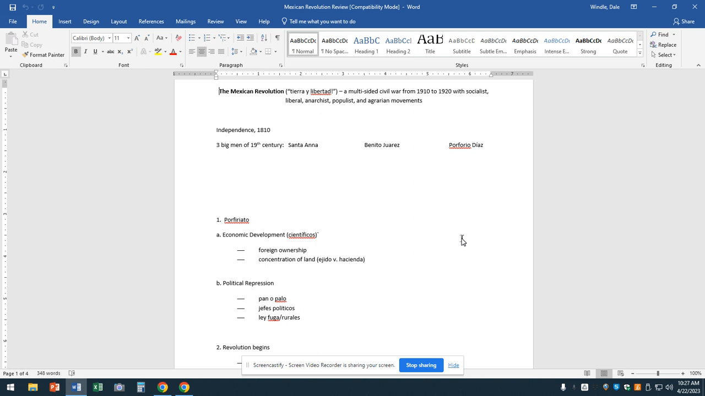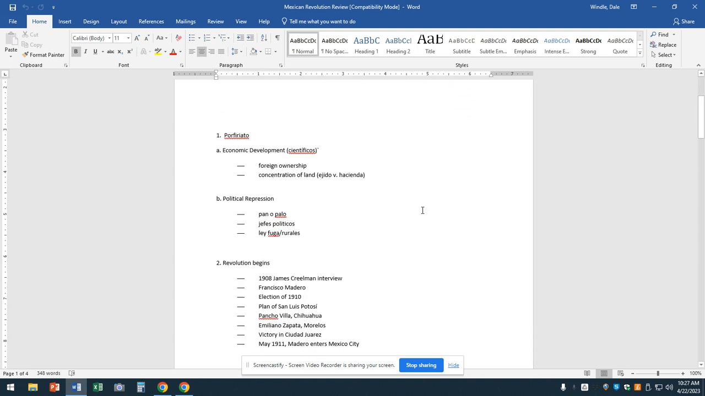So let's talk about some features of the Porfiriato. Economic development was Diaz's main concern. Mexico had lagged behind other Latin countries because of all this fighting, and so eventually his cabinet came to be dominated by a group called the Científicos. These were technocrats, economists, lawyers who wanted to promote economic development. And to do that, they had to invite foreign investment, and so foreign ownership soared in Mexico. Foreign interests, especially U.S. interests, owned more of Mexico than Mexicans did.